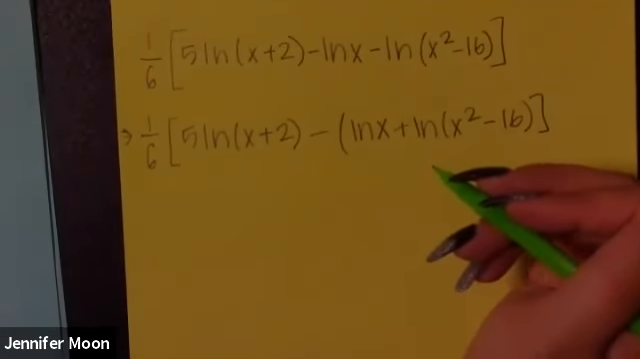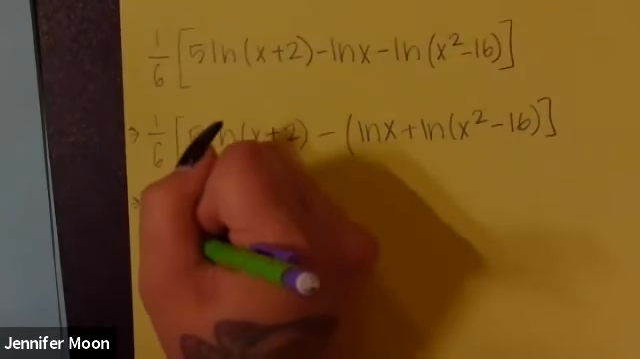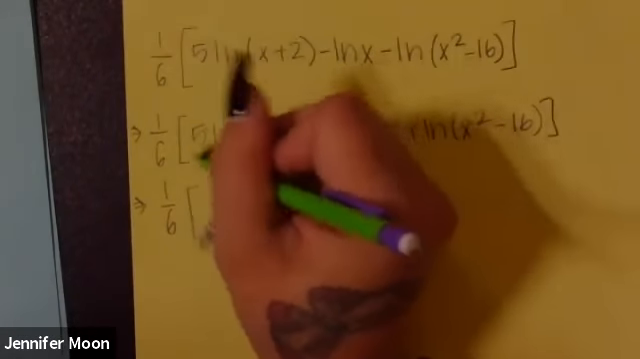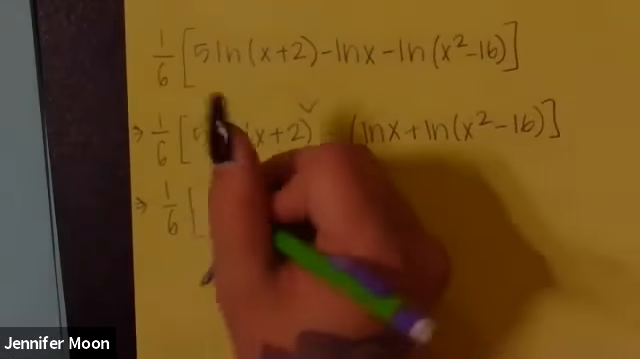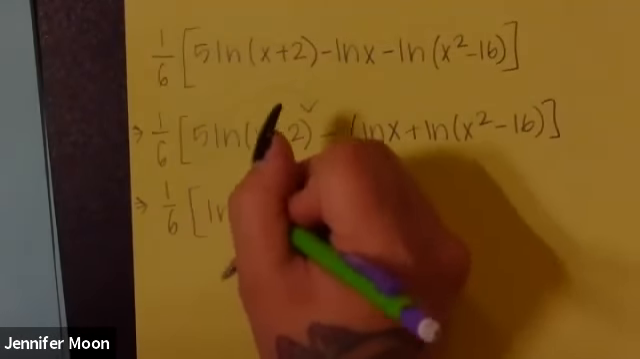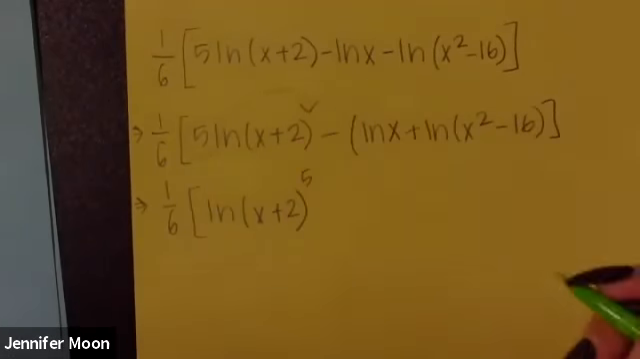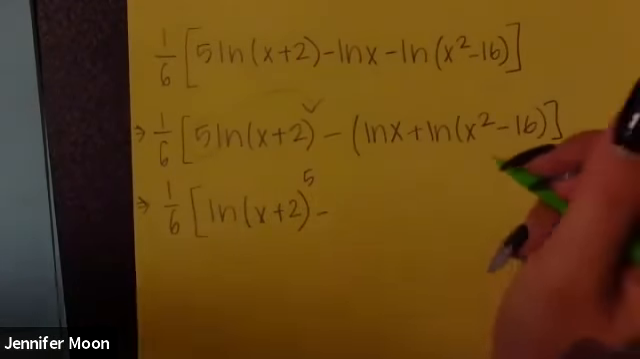Okay, so what I'm going to notice here is I have a 1/6. I'm going to go ahead and open up my bracket. I see that this is a coefficient, which means it can be made an exponent, right? Let me go ahead and write natural log of x plus 2, close, raise it to the 5th power. Then I'm going to subtract from that. Okay, hold on. So let me look.